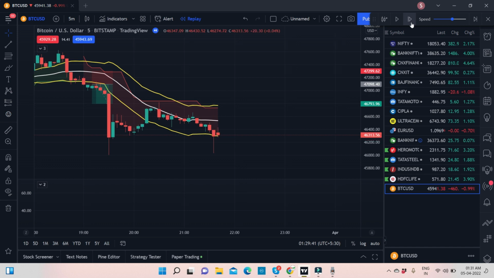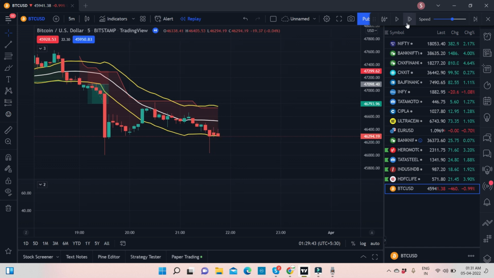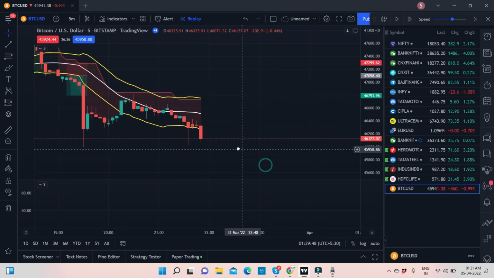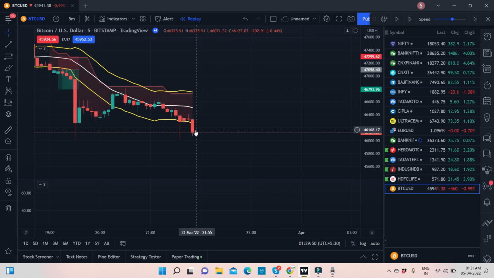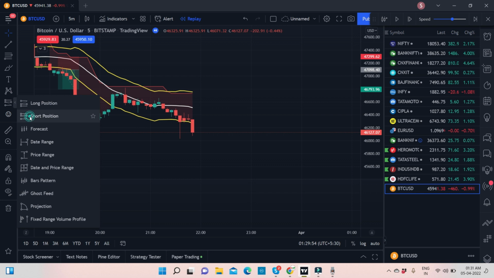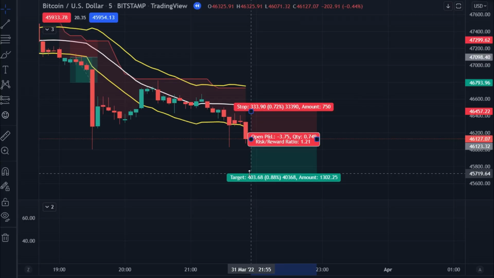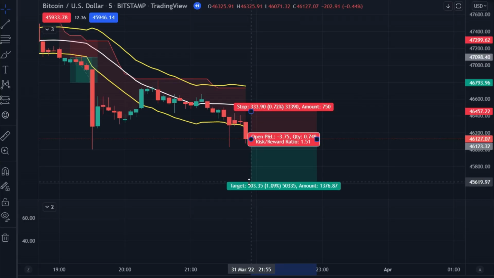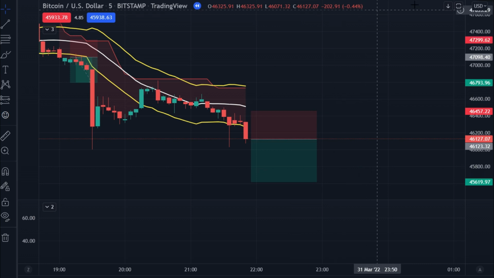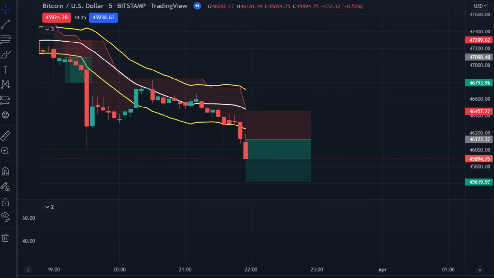So this is where, see, it has not given a proper closing. This is where it has given a proper closing below the yellow line. So if we make a short position over here, let's see if we achieve our target or not. The SL is going to be the previous candle's low, or in this case its high, and 1:1.5 is going to be our target. So let's see if we achieve our target or not.